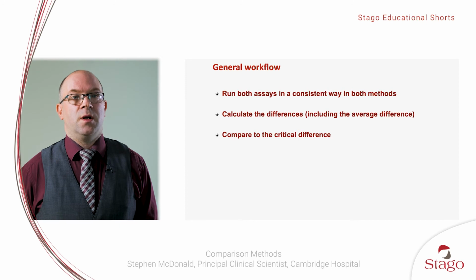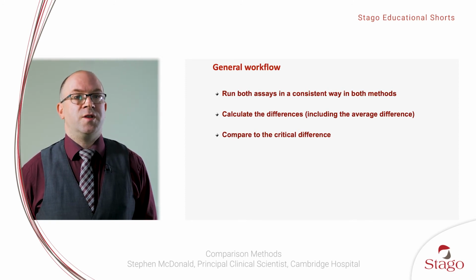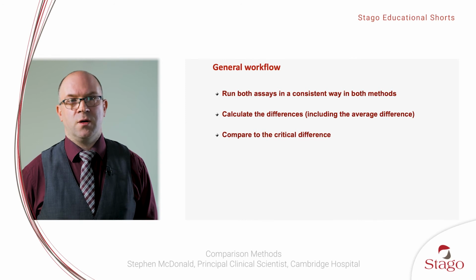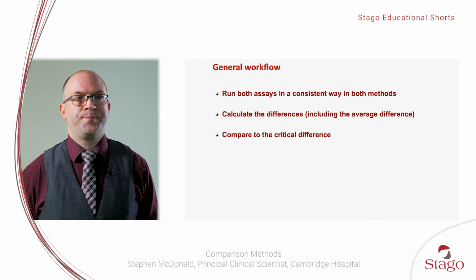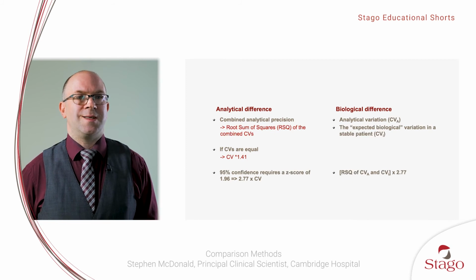And including in that is the average difference between the methods as well. And that average difference needs to be compared to the critical difference. And that critical difference comes from our biological variation or clinical outcome data. So there's two aspects that we need to work out statistically, whether things are actually comparable or not.